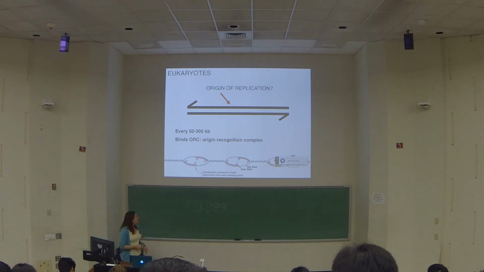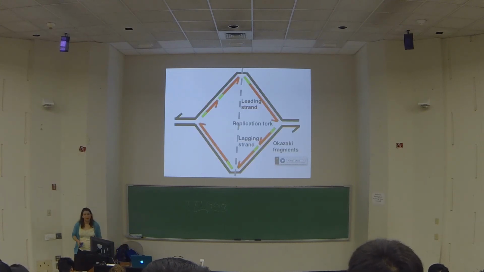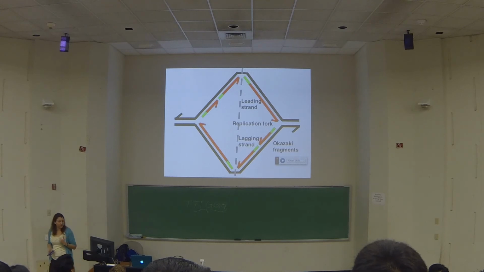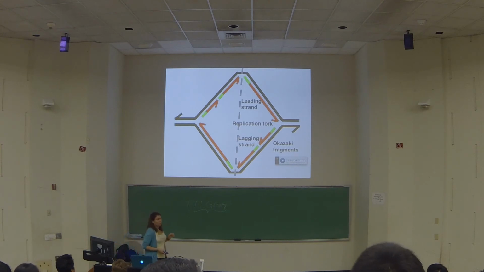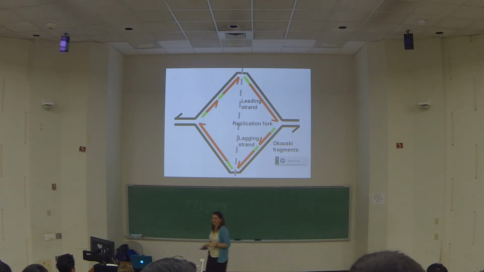And at each one of those replication bubbles, right, we get what we've already gone over. When in the cell cycle does replication happen? S phase. All right, are there any questions on replication?